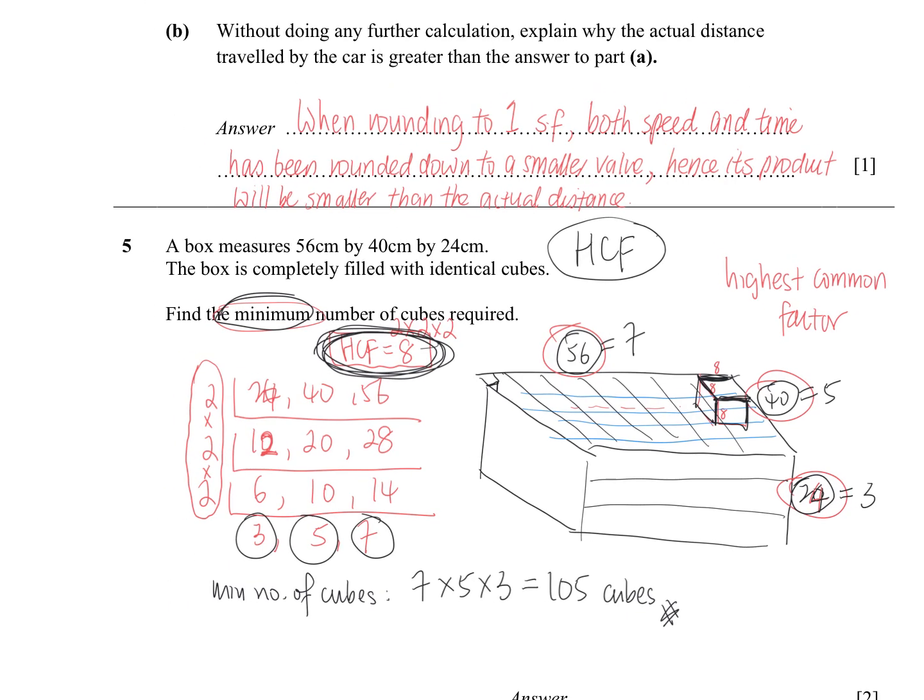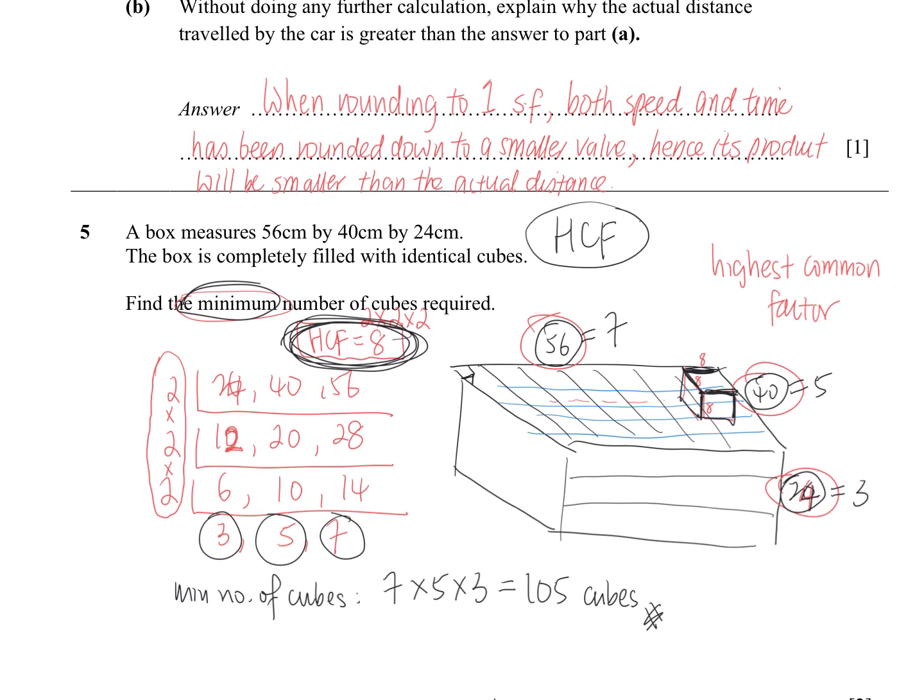Okay, if you go and refer to the 10-year series, you will see a few questions that are phrased differently, but it's the same idea. O-level likes to ask this type. So just 2 key steps. 1 is HCF. 2 is 7 times 5 times 3.